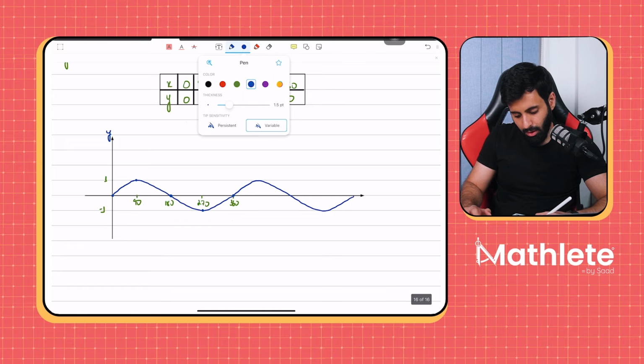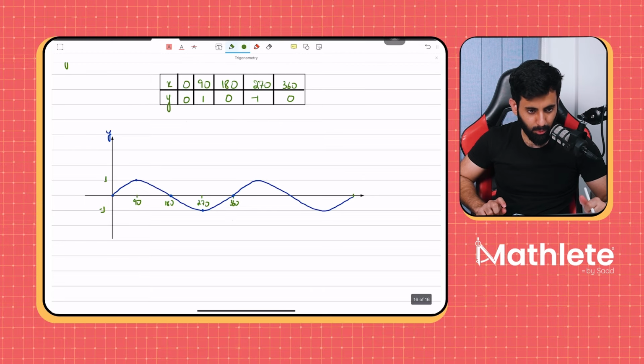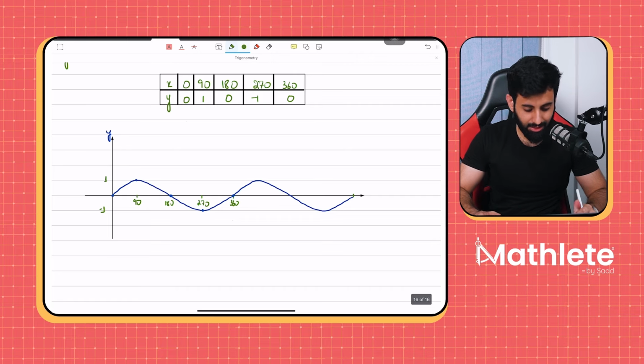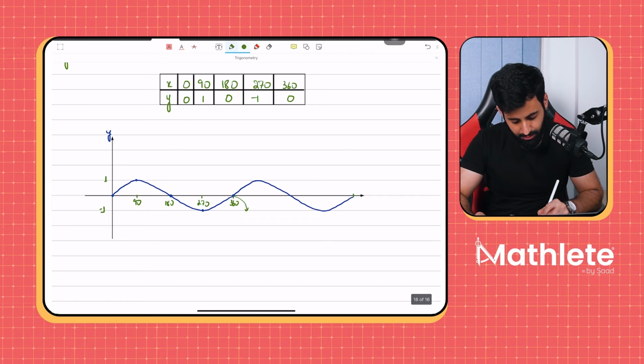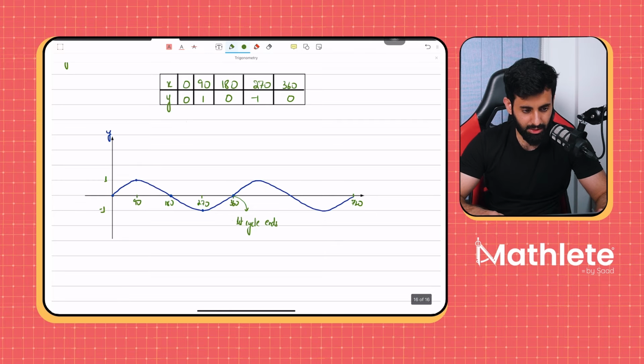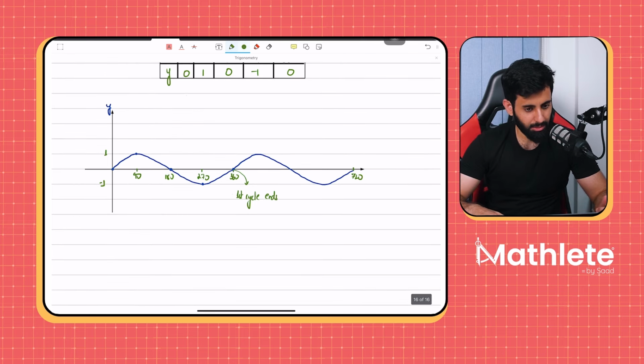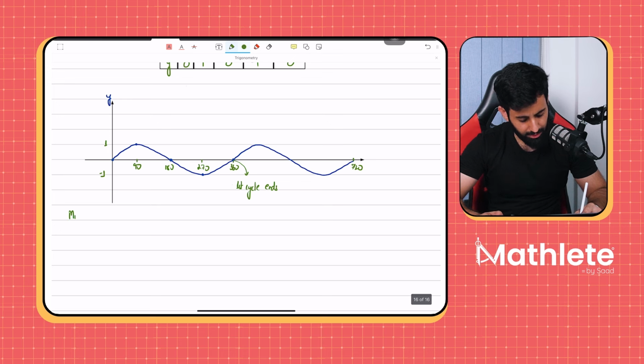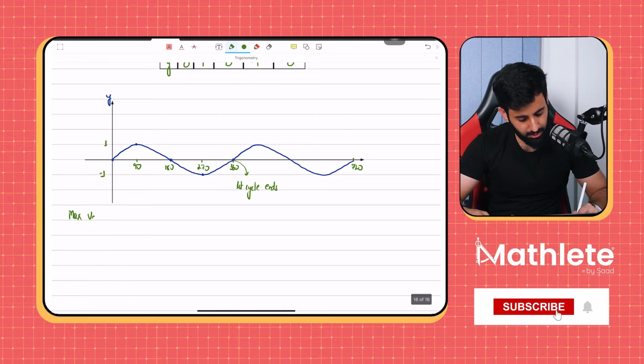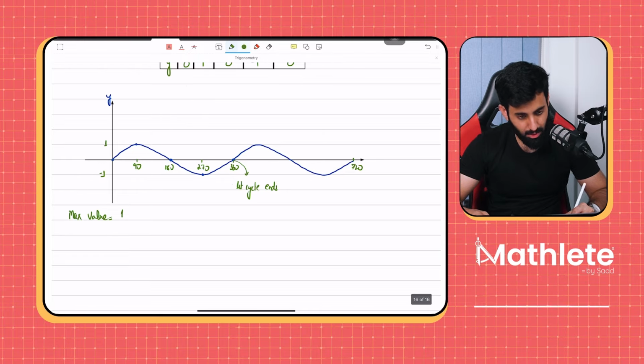Okay. So where do you think one cycle ends? At what value of x do you think one cycle ends? Yes, at 360 degrees, you have your first cycle. First cycle ends. Okay, and this cycle after that would end at 720 degrees. And then after that, another 360. Okay. So a couple of things to note over here, in fact. What's the maximum value? The maximum value is 1. What's the minimum value? The minimum value is minus 1.